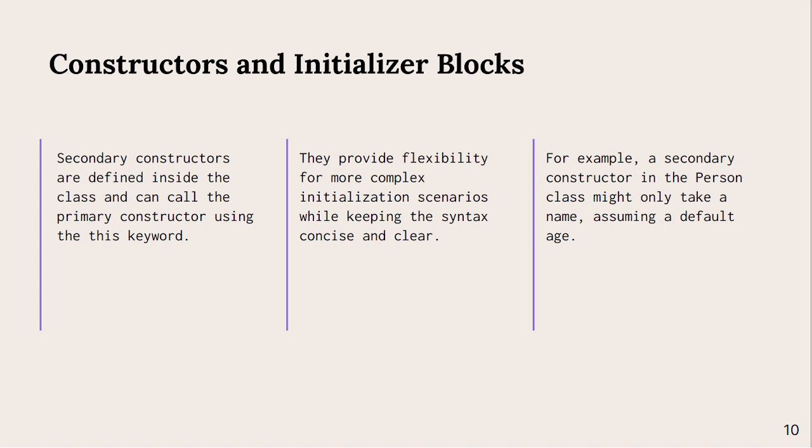Some of the secondary constructors could be chained if we have multiple secondary constructors. Maybe secondary constructor one would invoke secondary constructor two, then secondary constructor three. However, at the end of the constructor call, it should be the primary constructor. So it's a chain of constructor invocation, and the final one should be the primary constructor.